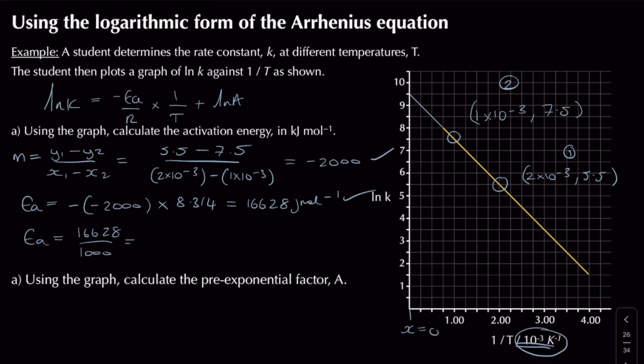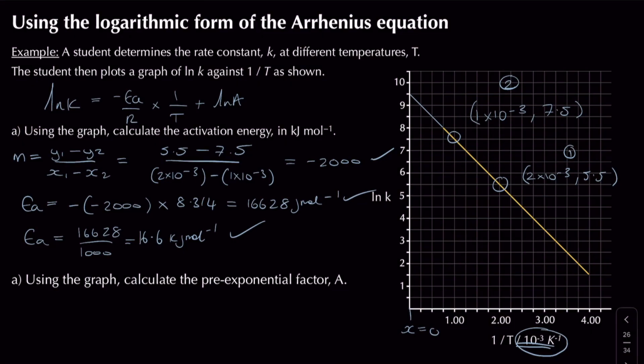Now, just remember, normally we are asked to give this to 3 significant figures, and that's going to be 166 in total, kilojoules per mole. Just be aware though, activation energy is always positive because it's the minimum energy required for a reaction to start. So yeah, what about if I'm finding my pre-exponential factor in the next question?